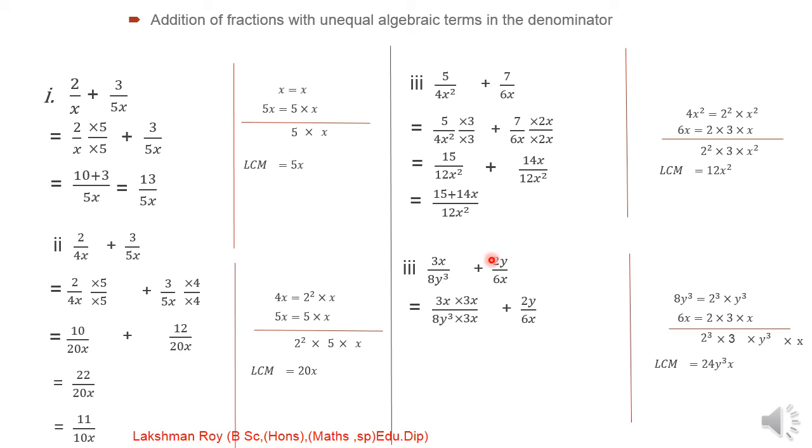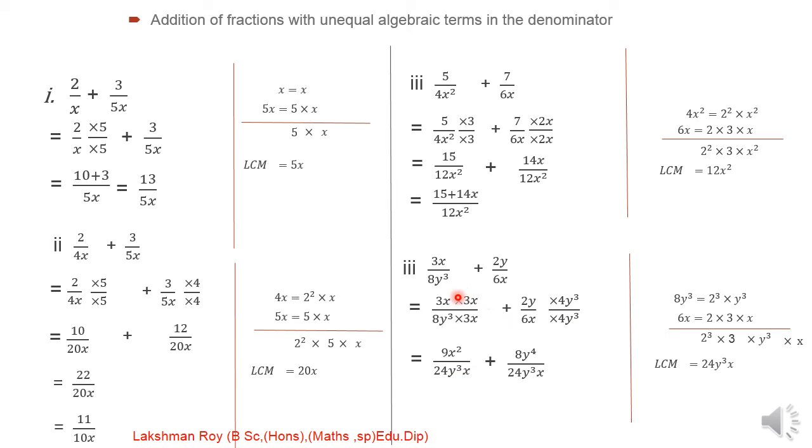Next fraction, 6x, right? The denominator is the important one here, 6x. How to make 24 y to the power 3 x? You can see here 6. To make 24, that should be multiplied by 4. Then y to the power 3 is needed, that means y to the power 3, right? So then x is there. Then you get 24 y to the power 3 x, right? So that is the equal denominator. Now you can see 24 y to the power 3 x is the common denominator in both fractions.